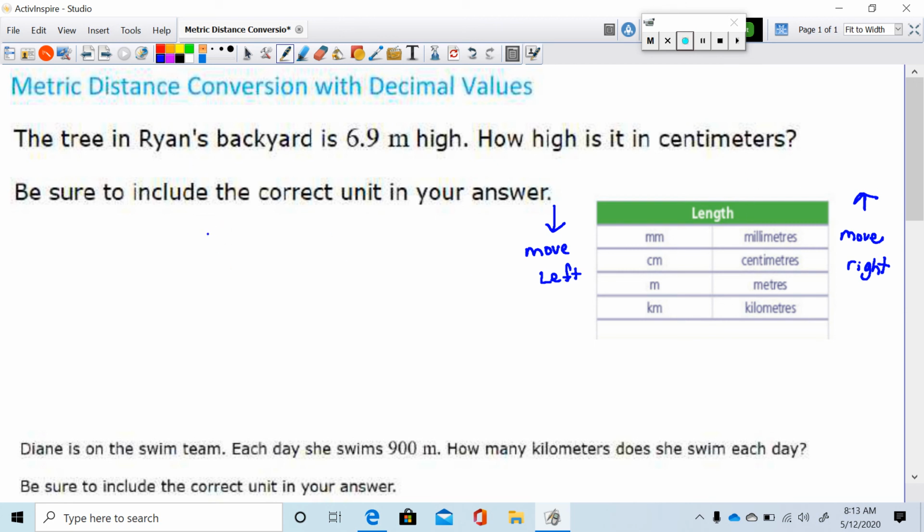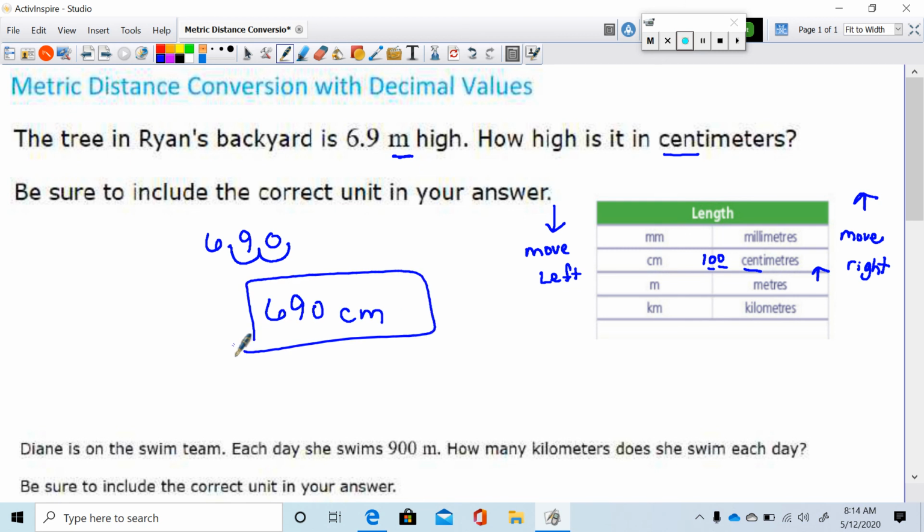The tree in Ryan's backyard is 6.9 meters high. How high is it in centimeters? So we are going from meters to centimeters. We are going up. So since we're going up, centa means 100. And see how that has 2 zeros? 100 has 2 zeros. That tells you how many spaces to move it to the right. So I'm going to move it to the right 2 spaces, and any holes get a 0. So we're talking about 690 centimeters for 6.9 meters.